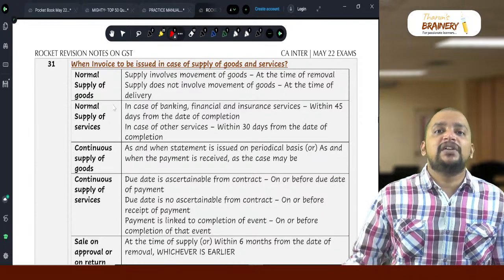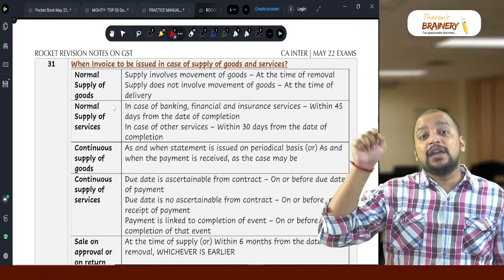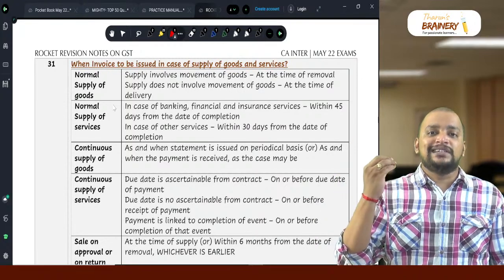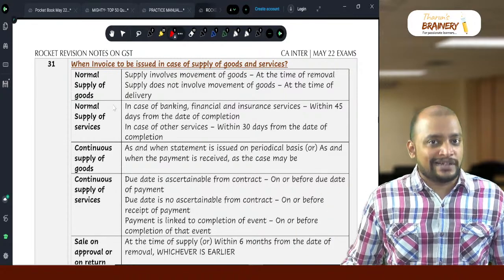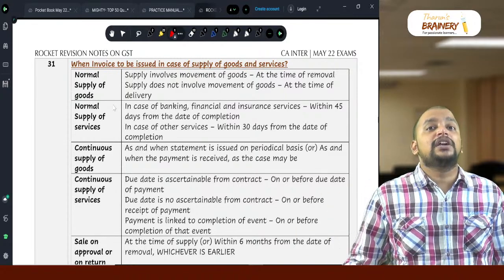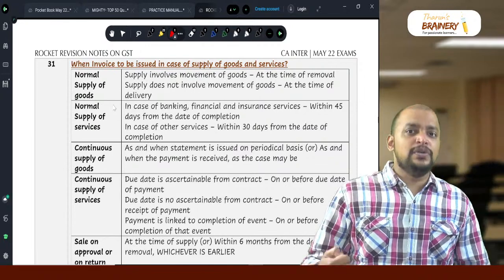In case of supply involving movement of goods, we need to take the time of removal. So at the time of removal, whatever is the date, that is the due date of invoice. So they should have raised the invoice at that time. Suppose if supply does not involve movement of goods, at the time of delivery, we need to give the invoice.